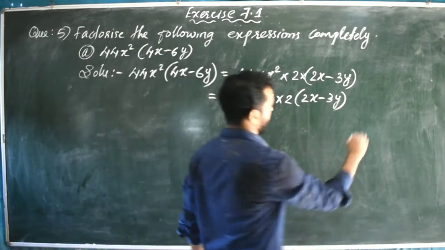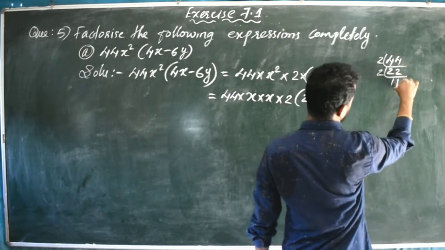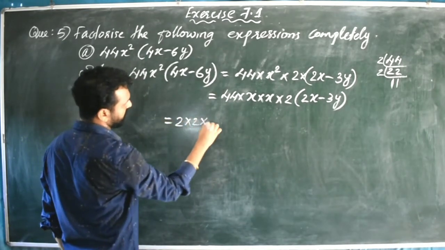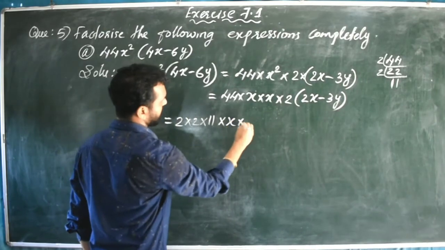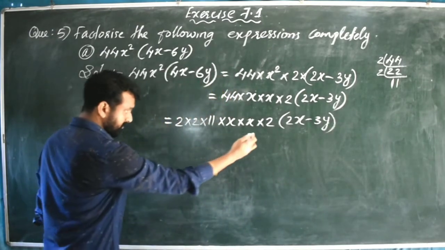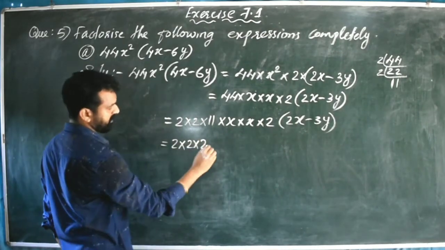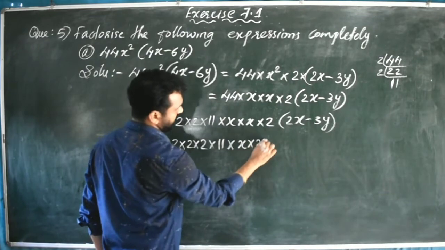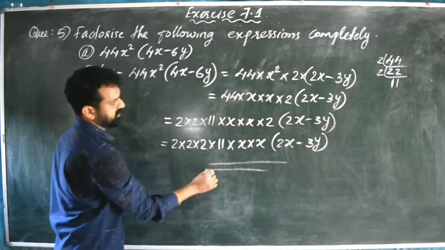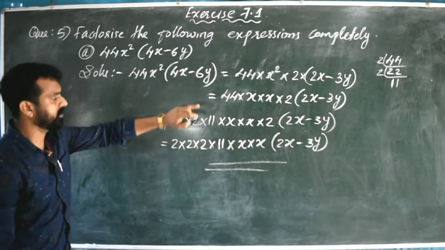Now we have to factorize 44. 44 divided by 2, 2 2's are 4, again divided by 2, 11, so 2 into 2 into 11. That is equal to 2 into 2 into 11 into x into 2 into 2x minus 3y. Then these two I wrote here, that is equal to 2 into 2 into 2 into 11 into x into 2x minus 3y. This is the complete factorization of 44x square into 4x minus 6y.